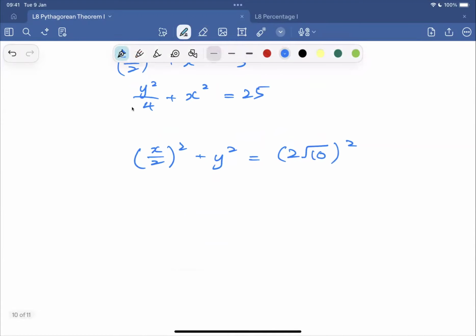Students, everybody, come. Help me to calculate this. Can you tell me what is 2 square root 10 squared? What is the answer, students? Type in the chat now. Everyone type in the chat now.